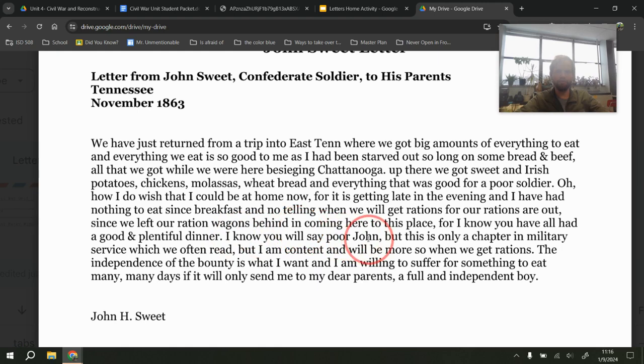I know you will say, poor John, but this is only a chapter in military service, which we often read. But I am content, and will be more so when we get rations. He's saying, I know you will say, oh, poor John, but this is only a chapter in the military service, which we read, and I'm content, and I'll be more content when we get more to eat. The independence of the bounty is what I want, and I'm willing to suffer for something to eat many, many days, if it will only send me to my dear parents, a full and independent boy.